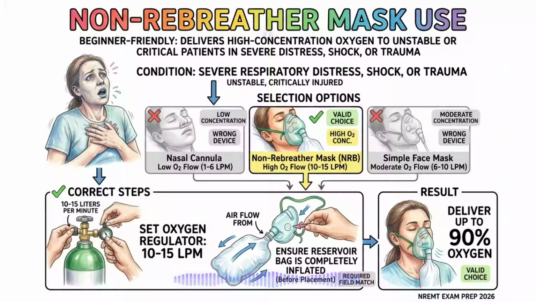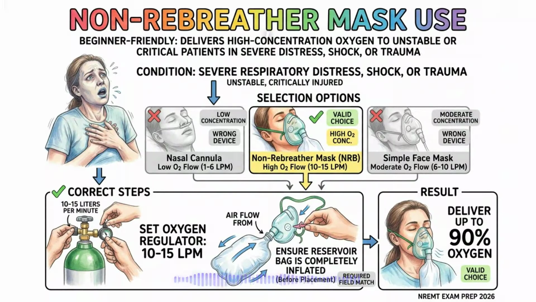When a patient is in severe respiratory distress, shock, or trauma, you need to deliver a high concentration of oxygen using a non-rebreather mask. This mask covers the nose and mouth and features an attached reservoir bag, delivering up to 90% oxygen when hooked up to a high flow rate.